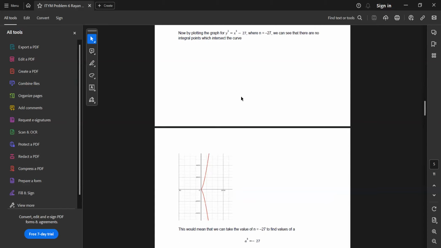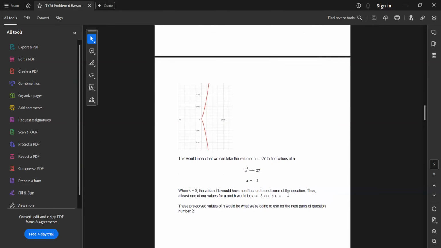सही है। Now अब हमें देखना है कि when basically n is equal to -27 now we can see that there are no integral points which intersect the curve. तो basically जब n -27 होता है तो a cube is equal to -27, तो a would be -3.